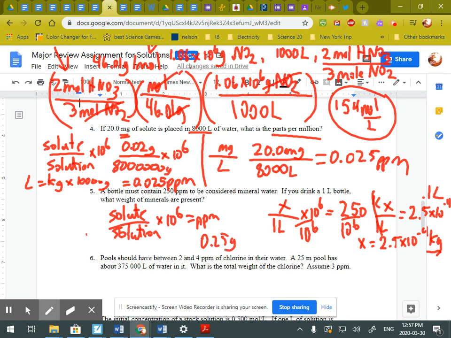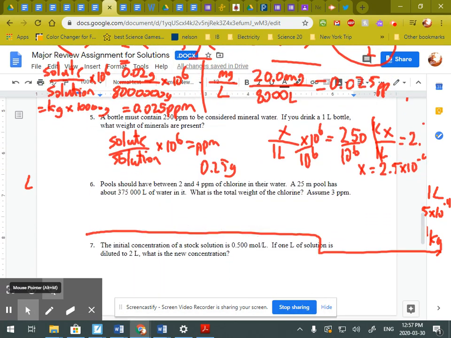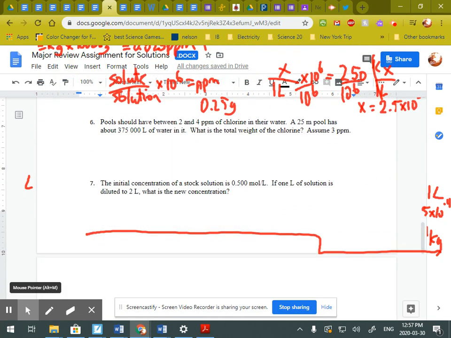You times it by 1,000 again, you would get milligrams. Okay, next problem. A pool should be between 2 and 4 parts per million of chlorine in the water. A 25 milliliter pool, blah, blah, blah. What's the total weight of chlorine? Okay, so again, we're solving for solute.